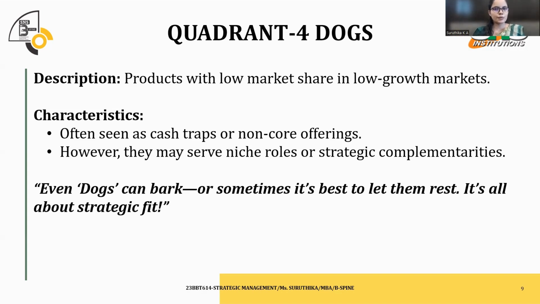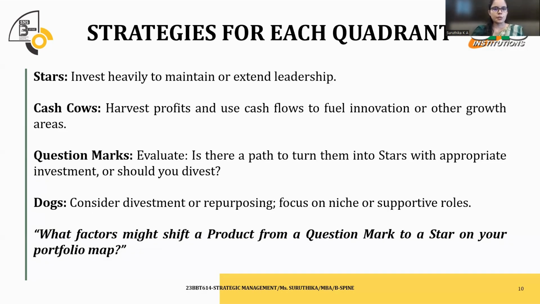But suppose we identify these products are going to add on to the strategic advantage, we may still hold on to it. So each quadrant goes with a different strategy. Stars, we need to invest heavily on stars so that we maintain or extend on the leadership that we have in the market. As far as cash cows are concerned, it's all about harvesting profits from the cash cows. We may use the profits that we get from cash cows to fuel innovation in other growth areas.